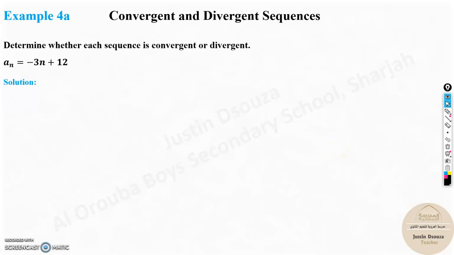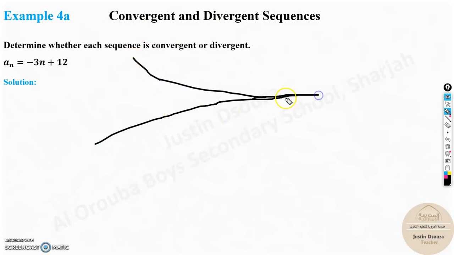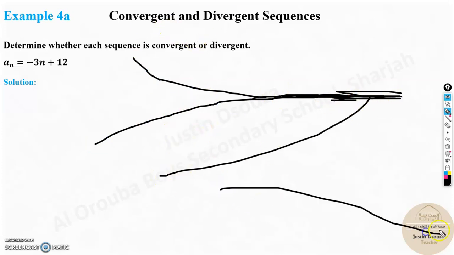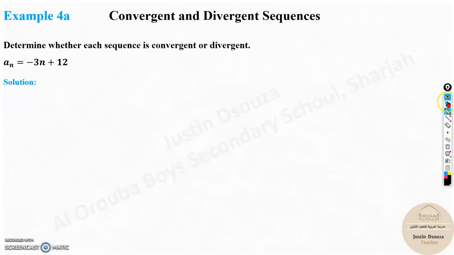Moving on to the next topic, we will learn about convergent and divergent sequences. Now, as the name states, convergent is something that is coming to some constant number. It's the same number. Whereas divergent, it just diverges. It doesn't have a standard value or a set value. It just varies infinitely. It just keeps on going.